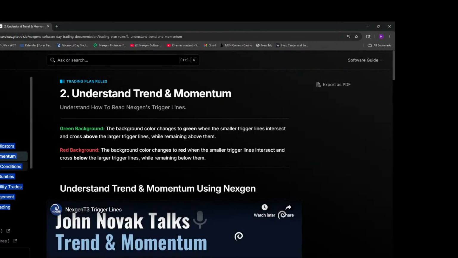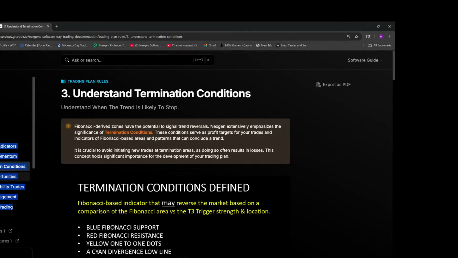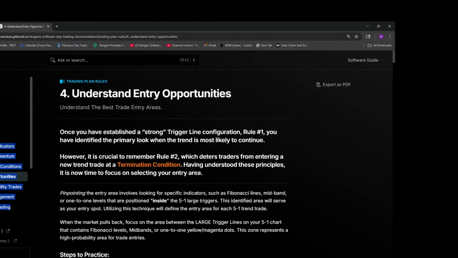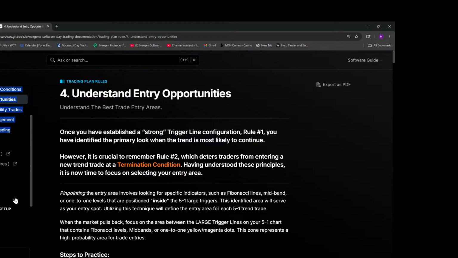I'm going to define trend and momentum. I'm going to recognize the termination condition. Here are my entry opportunities. Guys, if you keep it that simple each and every day, focused on what we call a high probability trend trade, you're setting yourself up for success.